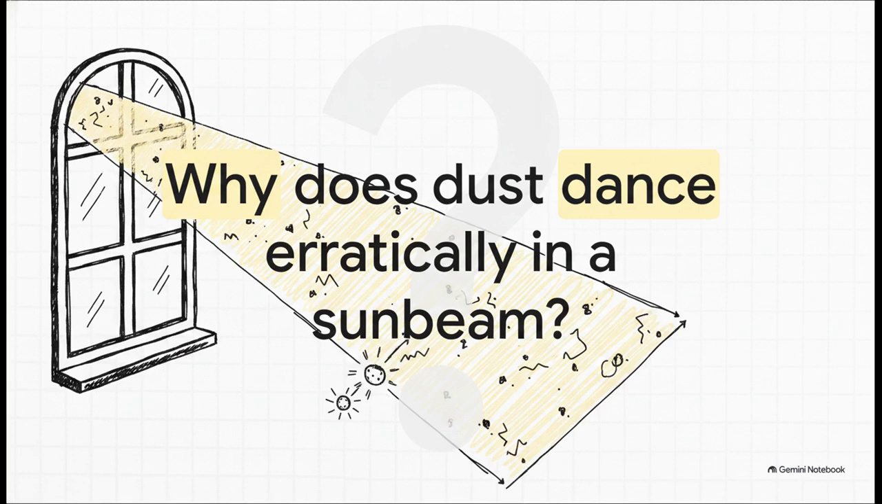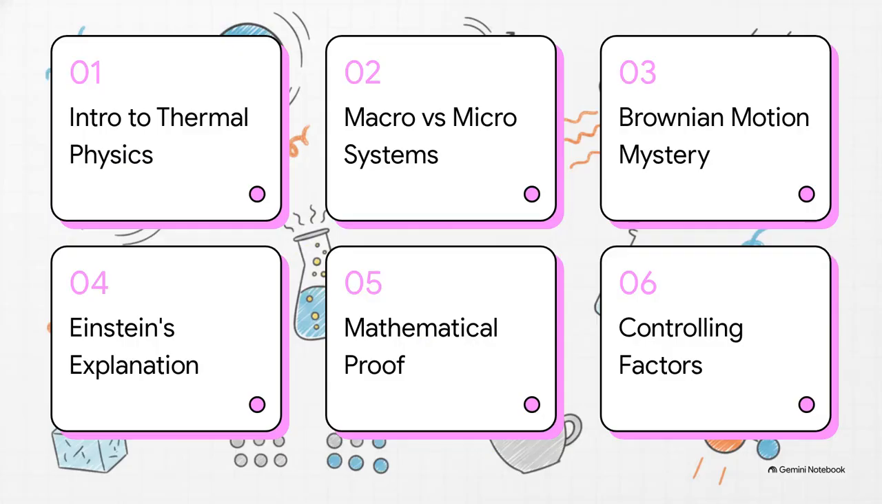Because honestly, understanding why that dust dances is the absolute key to understanding the invisible forces that govern our entire universe. So here's the conceptual mind map we'll be building today. First, an intro to thermal physics. Second, macro versus microsystems. Third, the Brownian motion mystery. Fourth, Einstein's brilliant explanation. Fifth, a step-by-step mathematical proof. And sixth, the factors controlling the motion.